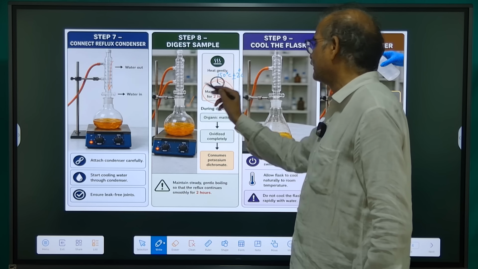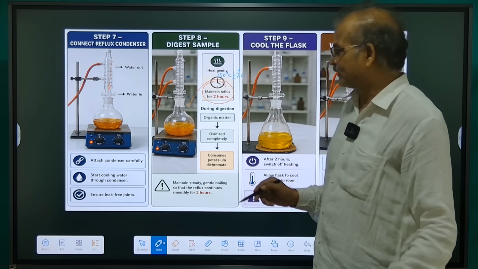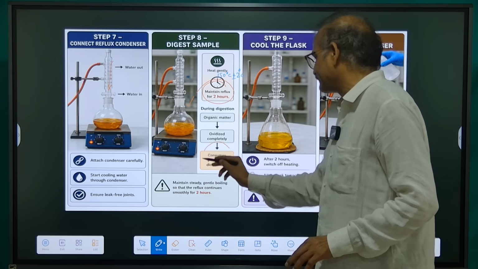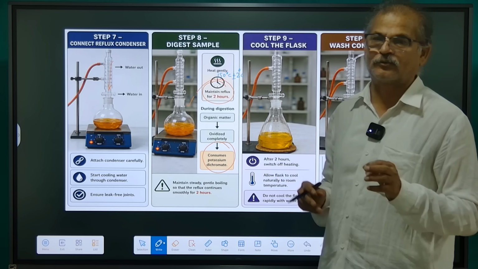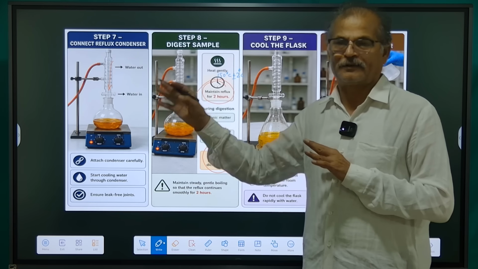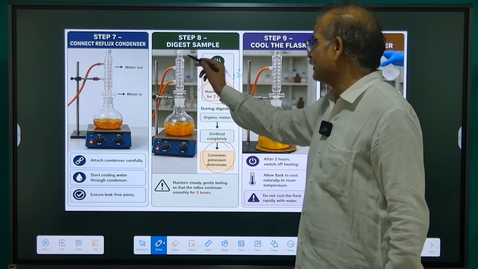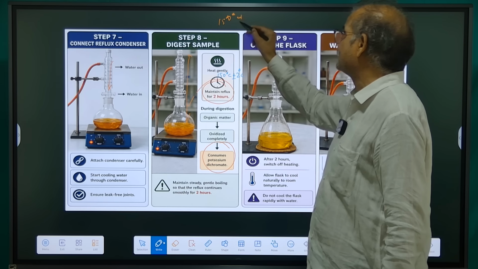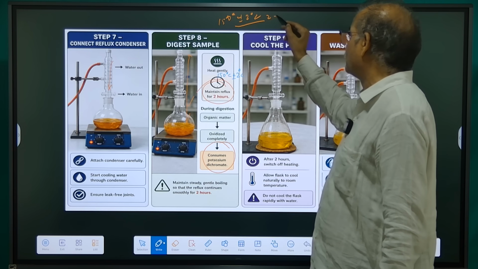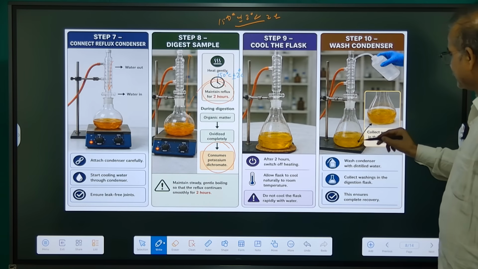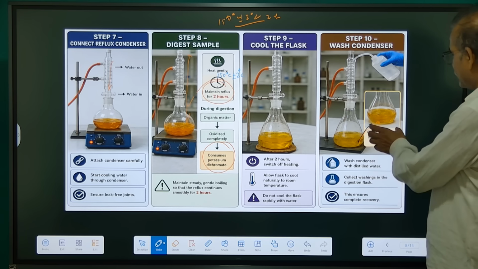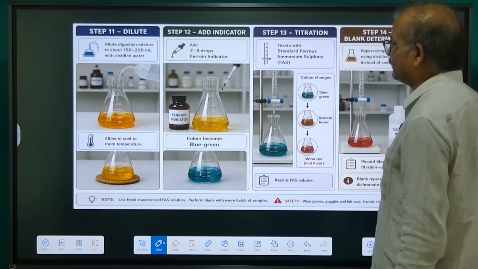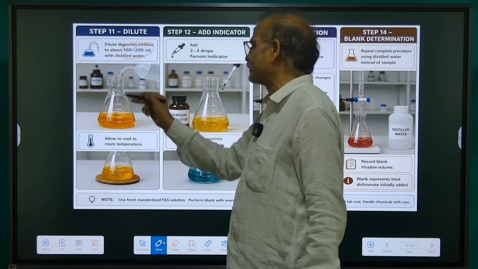Maintain reflux for 2 hours, until the organic matter is oxidized and consumes potassium dichromate. Whatever potassium dichromate is required for the oxidation of organic matter is consumed. We keep it under heating at 150 degrees centigrade plus or minus 2 degrees centigrade for the 2 hours. Then we cool it down and take out all the solution into a conical flask for further testing. For this we add 150 to 200 ml of distilled water.